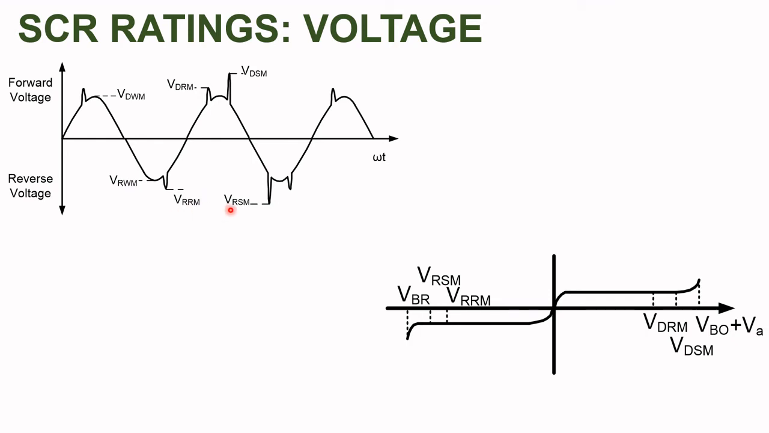Next rating comes VRSM. This is the peak surge value that the SCR can block in the reverse direction only once in its lifetime. So this value is analogous to that of VDSM, that is the forward surge voltage that SCR can block once in its lifetime. Value of VRSM is higher than that of VRRM, but it is lower than that of the reverse breakover voltage. So let's move forward.